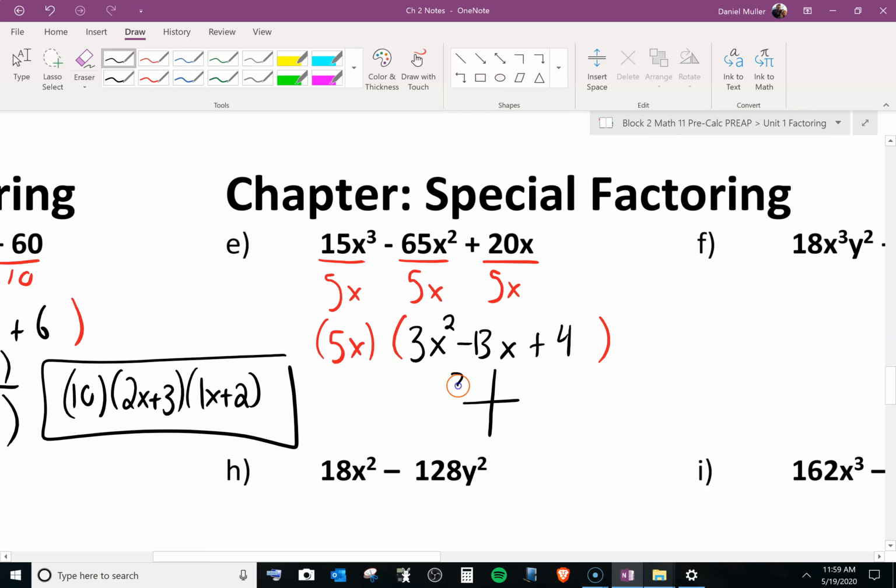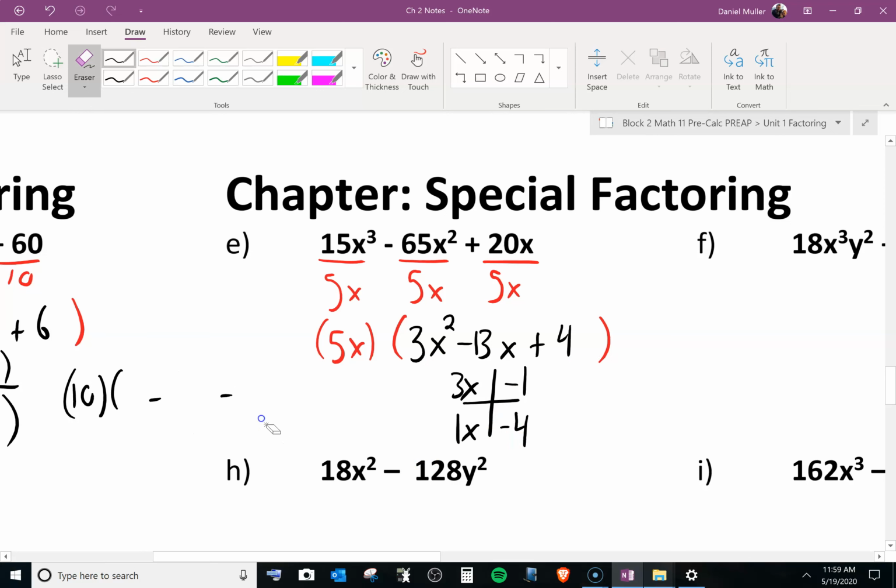So I can factor this, 3x and 1x. And this needs to be 4. So 4 and 1. So that gets me 12 and 1. 12 and 1 is 13, but it's positive, so I'm going to make them both negative here. Now I get negative 12x and negative 1x, which get me negative 13, which is what I needed.